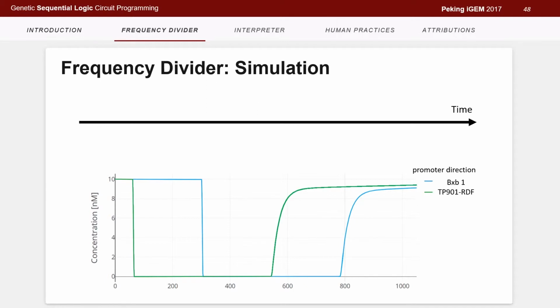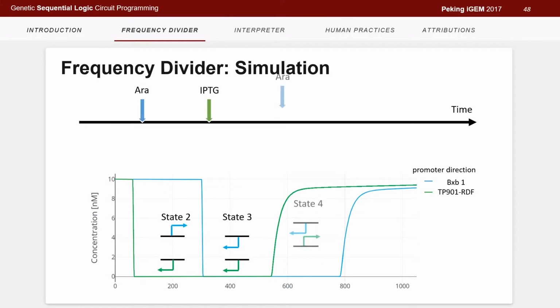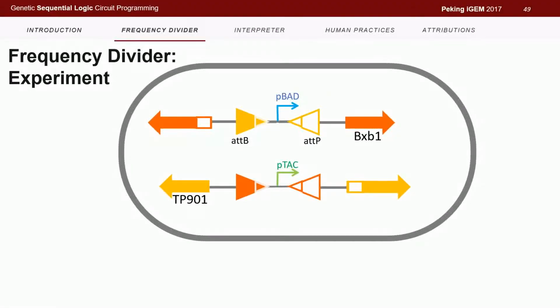The slide shows the changing of promoter directions over time. While adding 4 successive inductions, the model system reached the 4 states as described in our design, so the proof of concept is successful. We then verified the 2 flipping reactions in experiment.